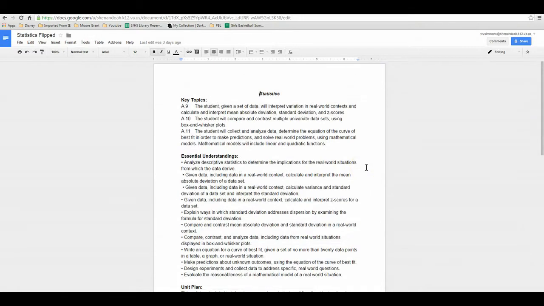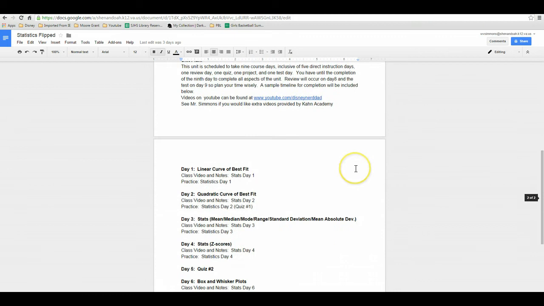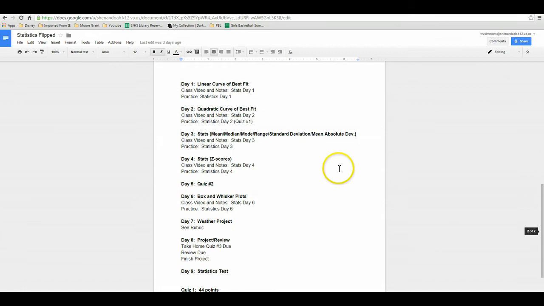Alright guys, we're starting the statistics unit. Today is day 1, and you can see here we have linear curve of best fit. You may have already seen this topic, but I want to make sure that we address it and it fits nicely in with day 2, which is quadratic curve of best fit. I've given you guys lots of opportunities to practice this. We're going to talk about it on the calculator. We're going to understand how it all works, and we'll just go from there.